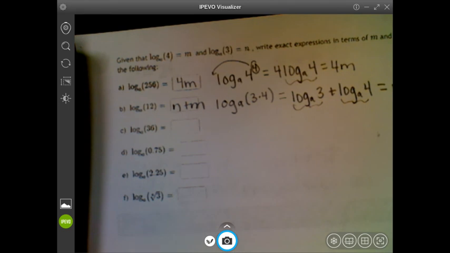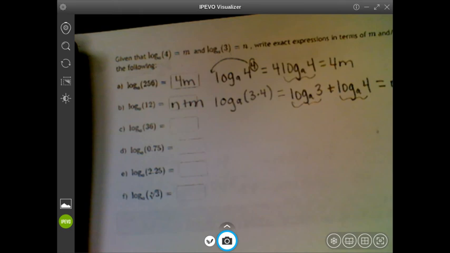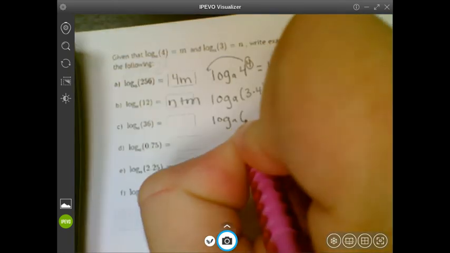All right, so 36 is up next. So we have to try to figure out how to find a 36 with this combination of 4 and 3. 3 squared is 9, and 3 cubed is 27. 3 to the 4th power is 81. So it's not just a 3. It's also not just a 4, but 36 is 4 times 9, isn't it? So that's what we're going to go with.